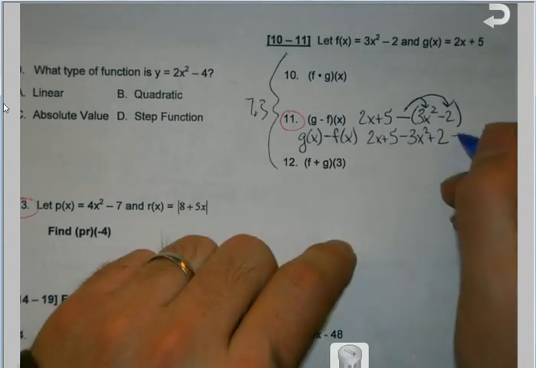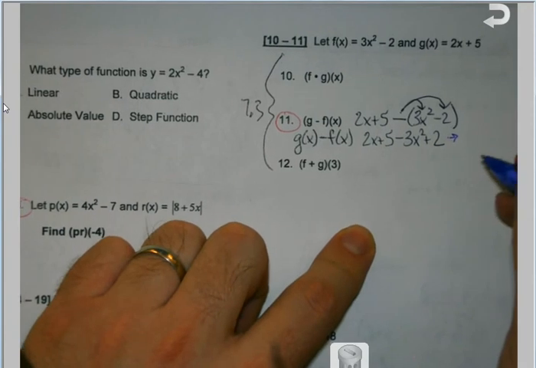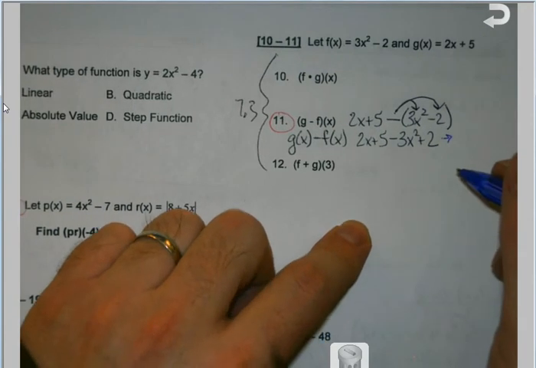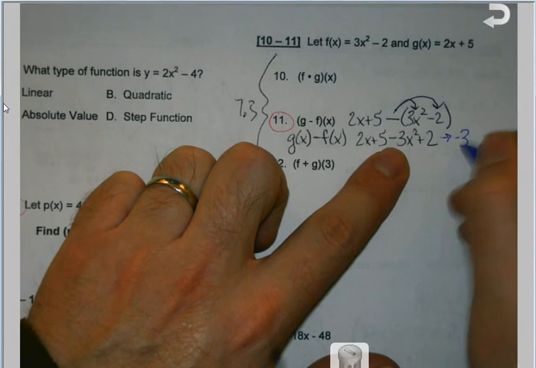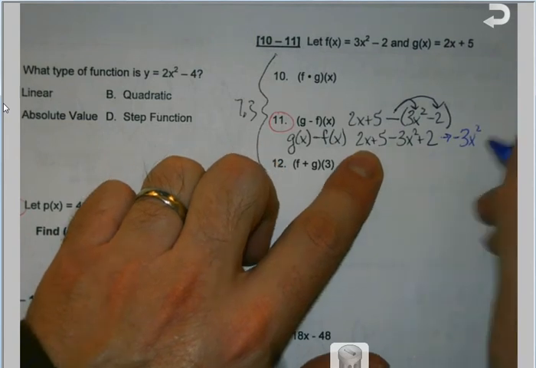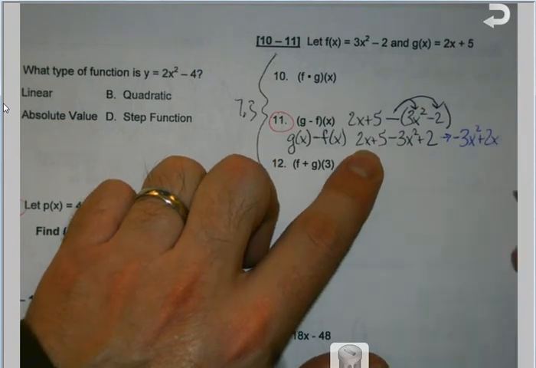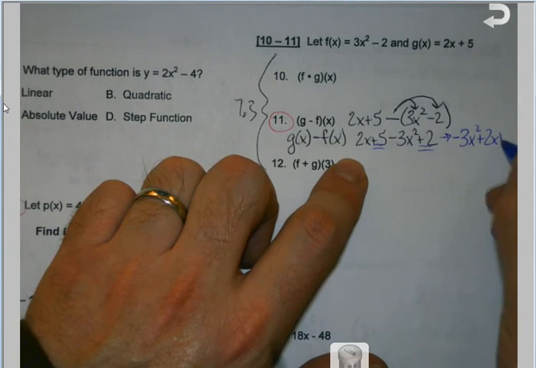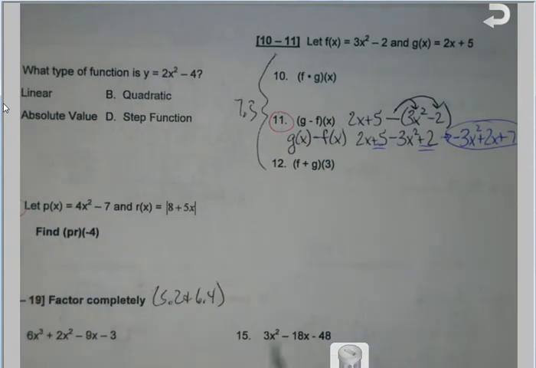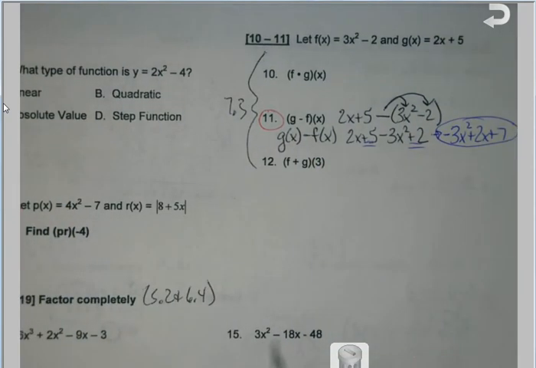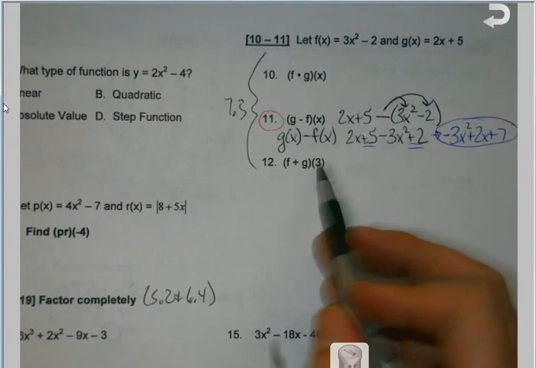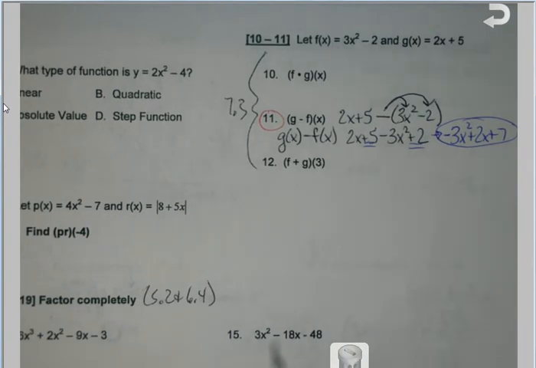Then it's proper to put this in standard form, which is the biggest exponent down to the least. So negative 3x squared plus 2x, and then 5 plus 2 is 7. And I'm done. Again, do not multiply the x back through. The only difference is if they give you a number, you just plug the number in for x once you put them together. Nothing too bad with those.